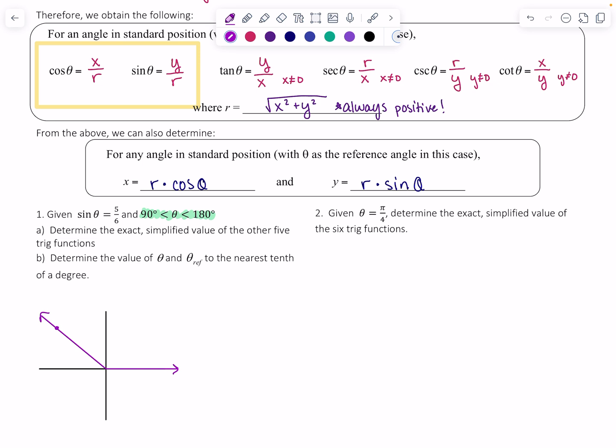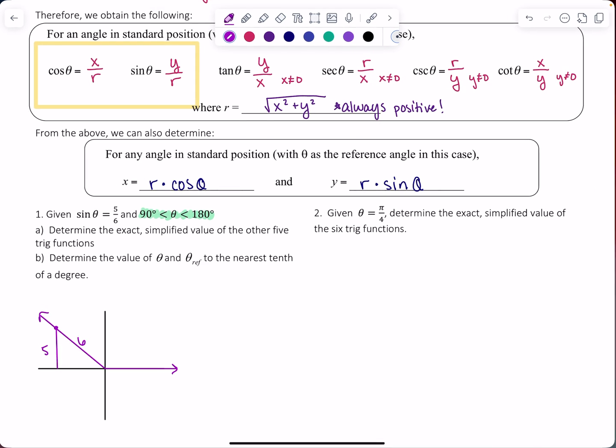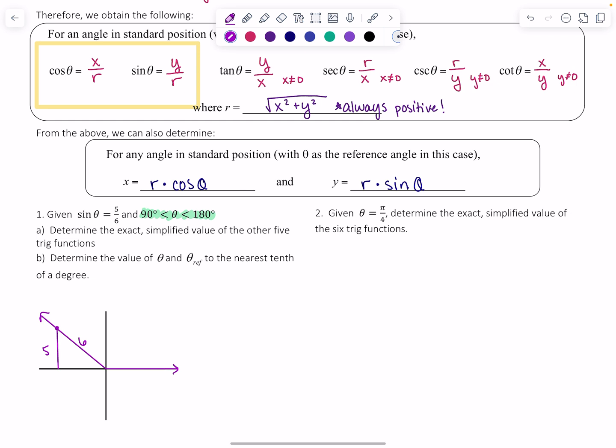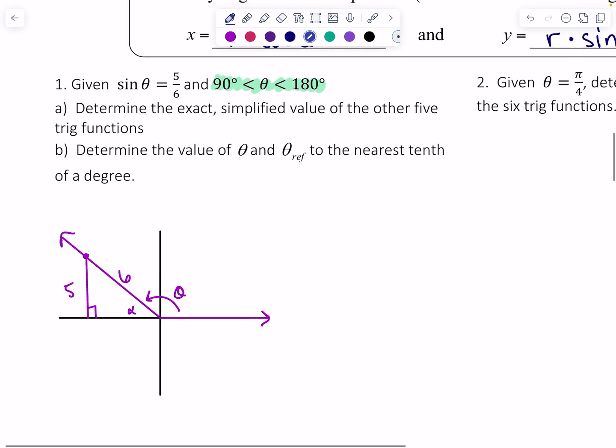So we have this point here, and we know we're going to be going up 5 amounts, and our radius here is going to be 6, or the hypotenuse of our triangle, right? And we're trying to figure out, hey, what is theta? Okay, we're also going to be talking a lot about our reference angle in this position.